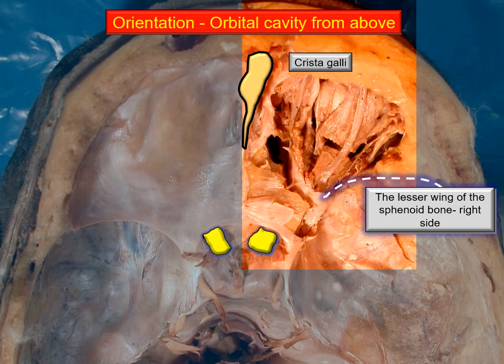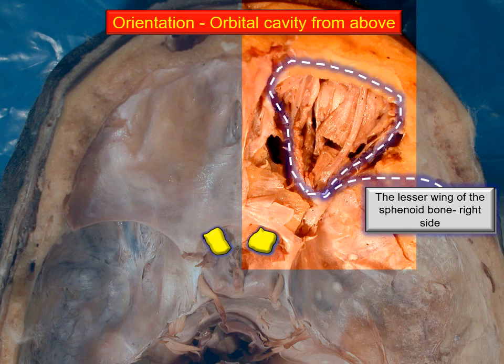Now, immediately lateral to it are the ethmoidal air cells. I repeat, immediately lateral to it are the ethmoidal air cells. That's the ethmoidal air cells flashing. Now that dotted line is the lesser wing of the sphenoid bone on the right side. I repeat, it is on the right side.